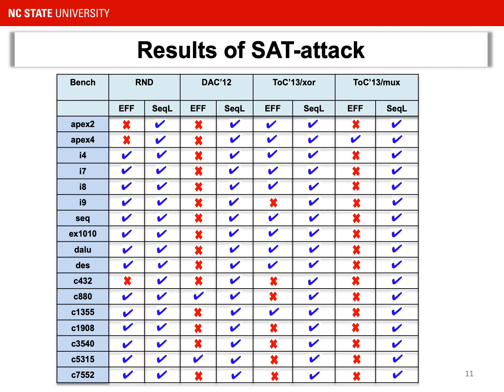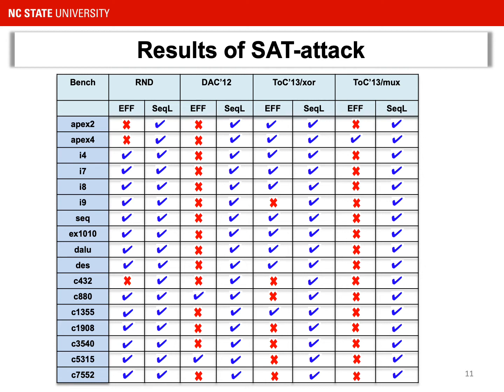This slide presents the results of SAT attack on SeqL. We show results of both EFF and SeqL with respect to locking flip-flops. As far as the combinational logic locking is concerned, we use 4 different locking schemes from the literature. The results are shown for 17 different benchmarks from MCNC and ISCAS 85 suites. The tick corresponds to being secure against SAT attack and cross corresponds to being insecure against SAT attack.